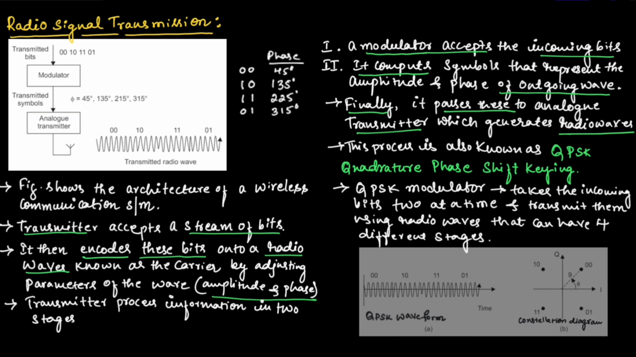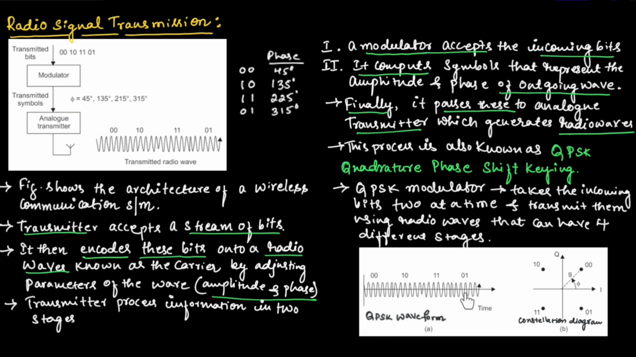This figure shows the QPSK waveform that is transmitted based on incoming bits that are considered two at a time. Figure B shows the constellation diagram, which represents the phase angle of the transmitted wave as well as the amplitude of the transmitted wave. The distance from the origin represents the amplitude of the waveform, and the angle represents the phase of the waveform.